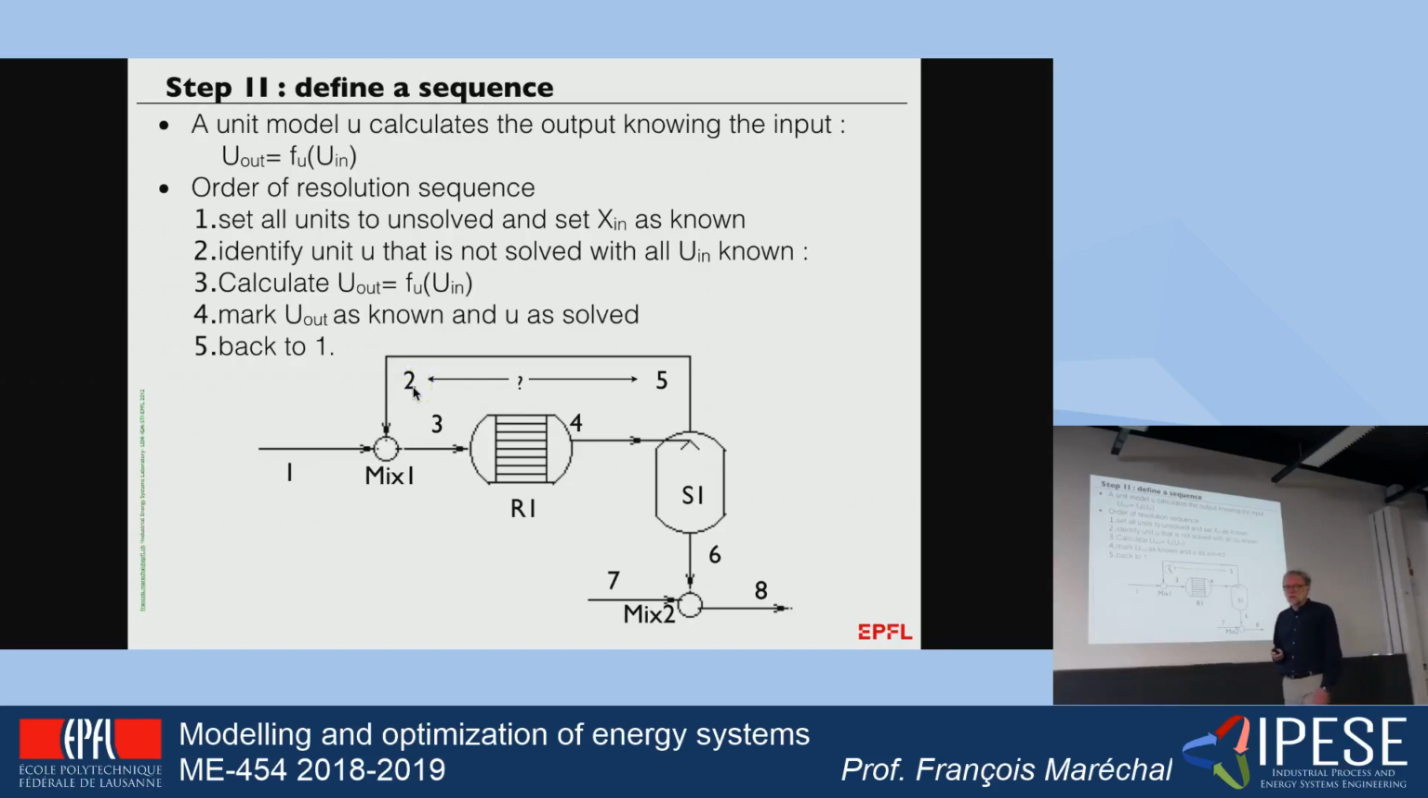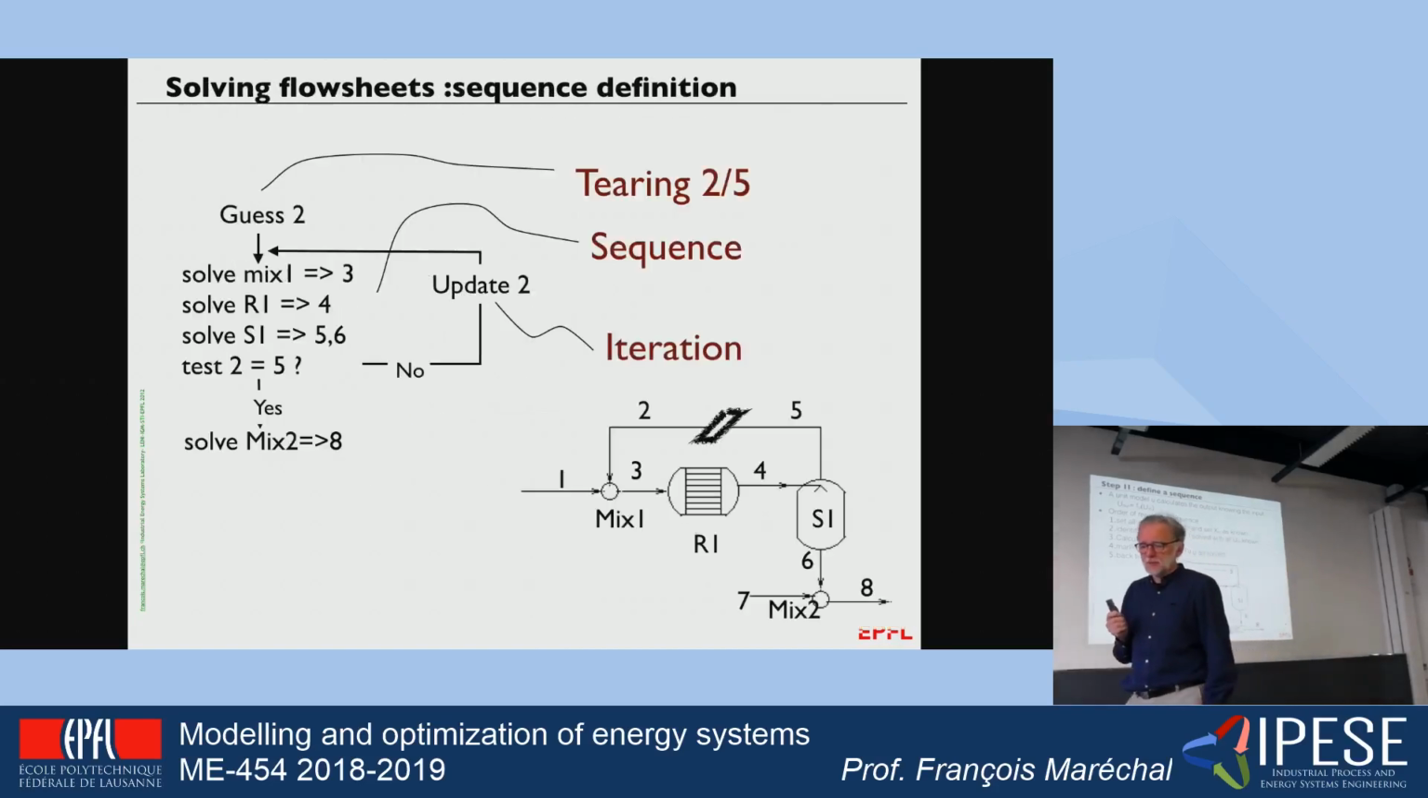So this is the principle of tiering, which is finally defining a solution sequence, because now what I can do is guess the 2, solve mix 1 to obtain 3, solve L1 to obtain 4, solve S1 to obtain 5 and 6, test if 2 is equal to 5. If no, then I have to update the value, so I will have to make a loop here, until I'm satisfied. And once I'm satisfied, then I can use the value of 6 to calculate, by solving mix 2, 8. This is the principle of defining a sequence.